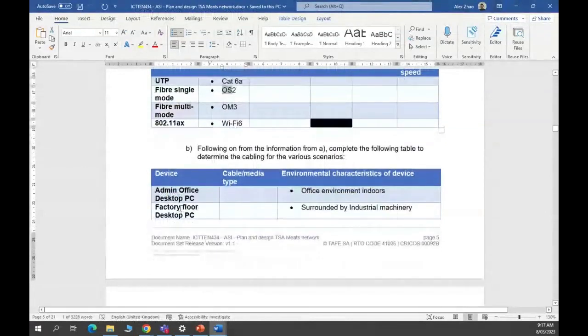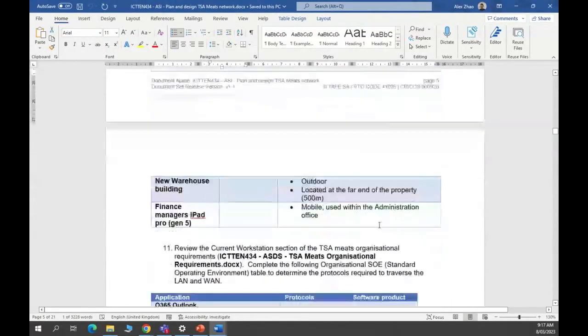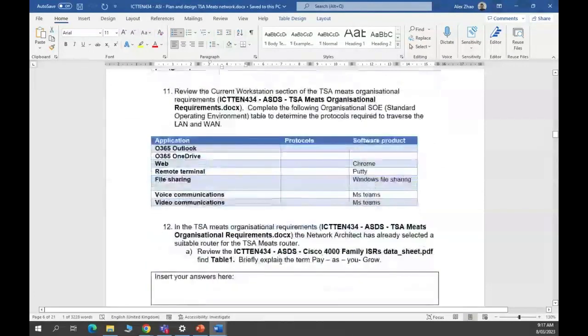But if we look at each one of these things, desktop computer, not moving around. So probably not fiber, probably no need for the Wi-Fi. The factory PC, which is surrounded by heavy machinery, so they should give you a clue, shouldn't it? Finance manager's iPad. Well, iPad, what can you stick into an iPad? Nothing really. All right, so it should give you some clues there. So I'm not going to totally give away the game, but I'm sure you can work it out yourself. It's not going to take much more after you do the basic research to put the right one for the right situation.